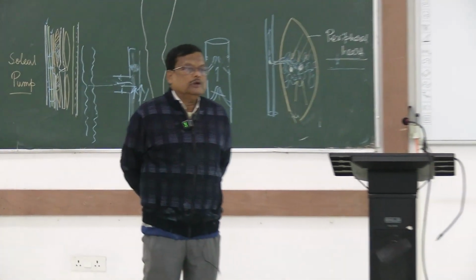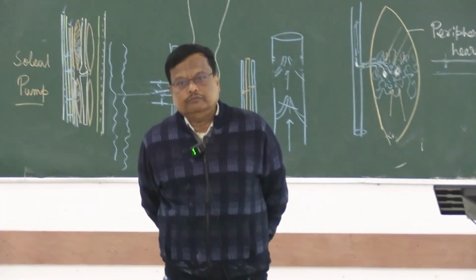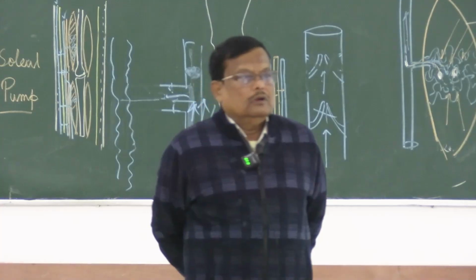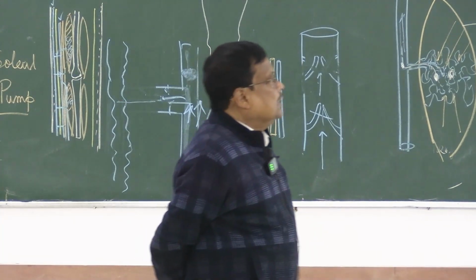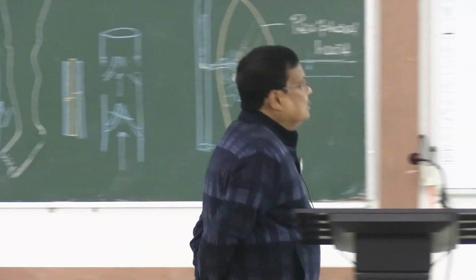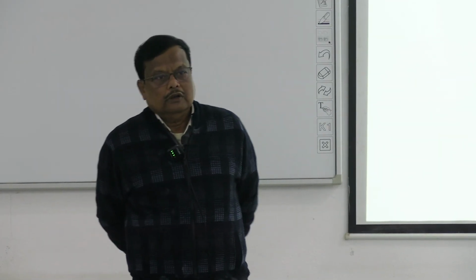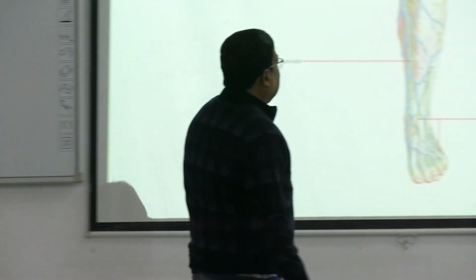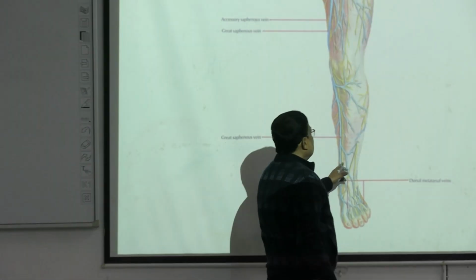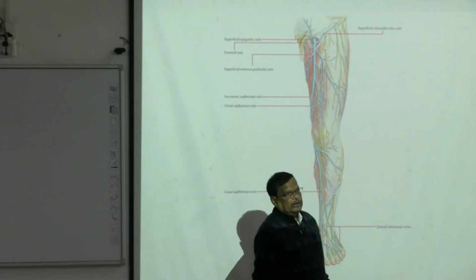Some few tributaries also have names. What are the important veins clinically and also for examination? Great saphenous vein, the longest vein in our body. Like this here, and the great saphenous vein is known as the preaxial vein.